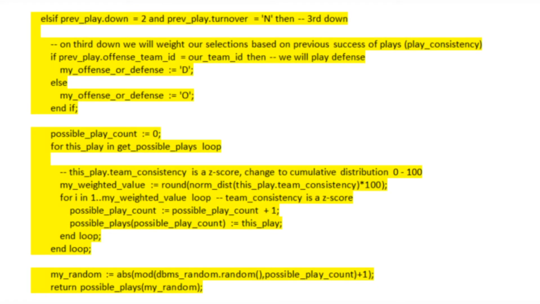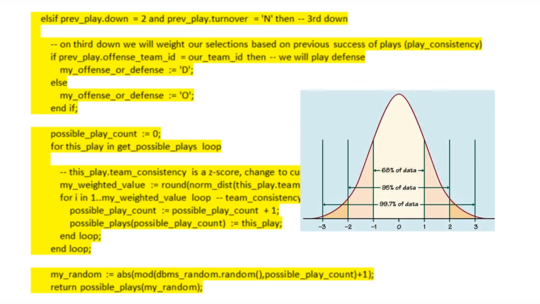As the comment describes, on third down, we're going to do a weighted random selection of our next play based on the play's previous success. That is the play's associated consistency measure. Now, calculating this consistency measure, we have to wait until our first package lecture. But for now, suffice it to say that this value is represented as a z-score equivalent. For those not familiar with a z-score, it is the number of standard deviations above or below the mean as associated with a specific point on a normal curve.